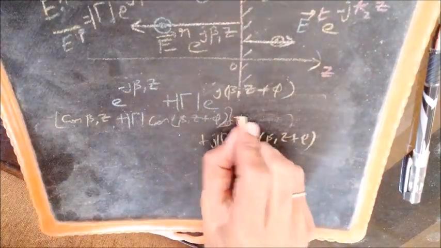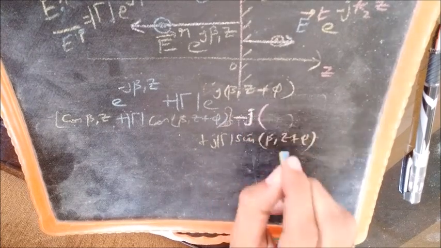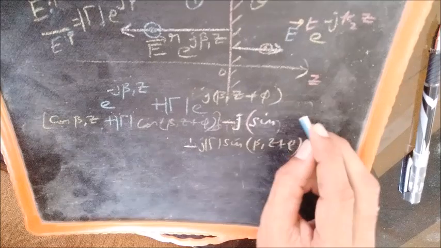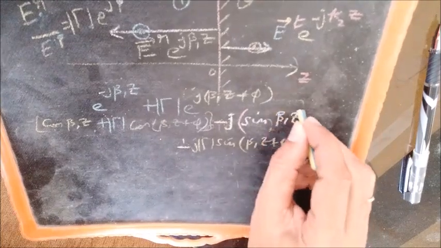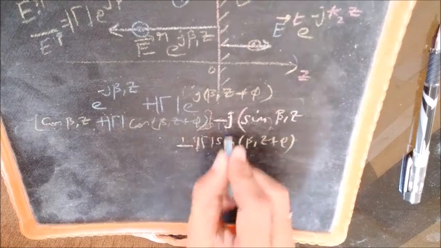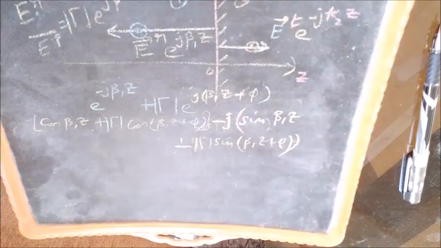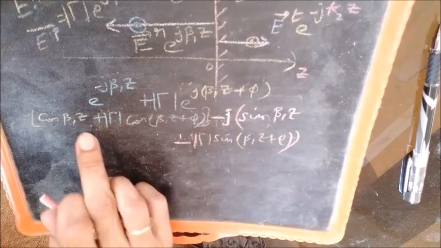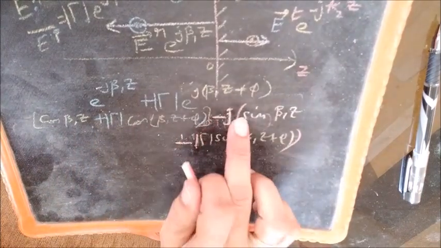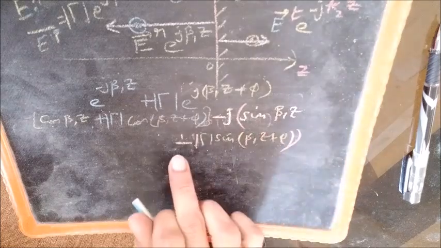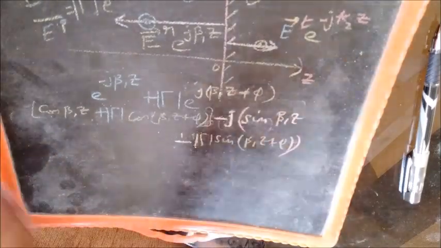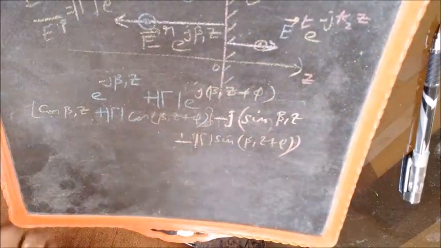If I take that minus common, I will have minus j, and I put a minus here, sin beta 1 z minus j. That j comes out. We have put it in brackets, so you'll have it like this: cos beta 1 z plus magnitude gamma cos beta 1 z plus phi, minus j within brackets, sin beta 1 z minus magnitude gamma sin beta 1 z plus phi. Now you can express this again in polar form.